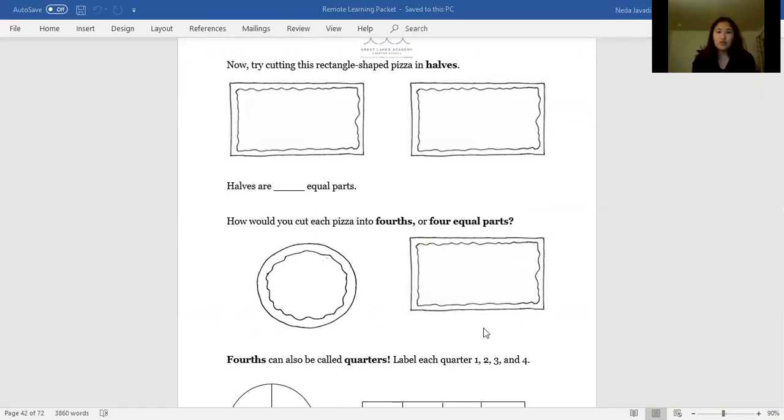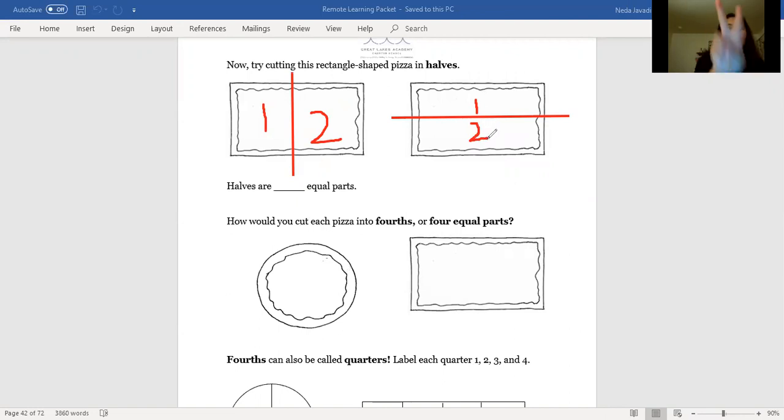Cool. What you drew might look something like this, or maybe like this. Can I label my two equal parts? Totally. I'll label 1, 2, 1, and 2. How many equal parts are in halves? Halves are 2 equal parts. You got it. Fill it in right there.